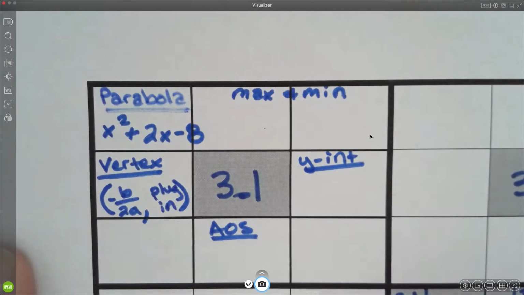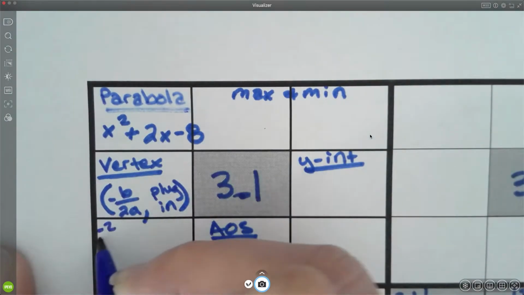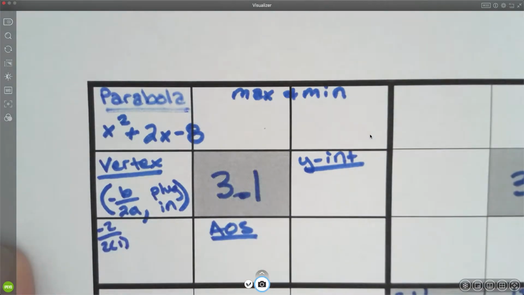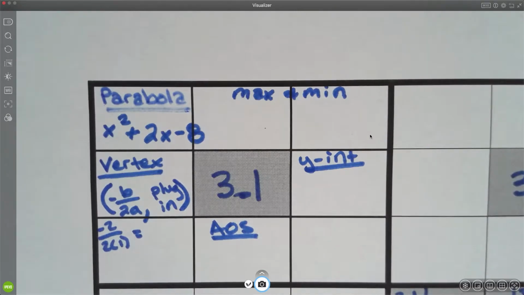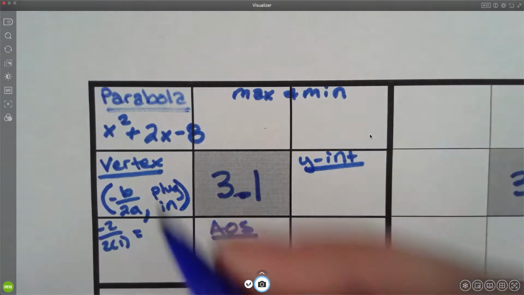So negative b over 2a, right? Negative 2 over 2 times 1. Oh, shoot, I wrote it in the wrong box. It doesn't matter. You can write them all over the place. Okay, equals. What's negative b over 2a? What does that come out to be? Negative 1. You're right, negative 1 comma something, right?